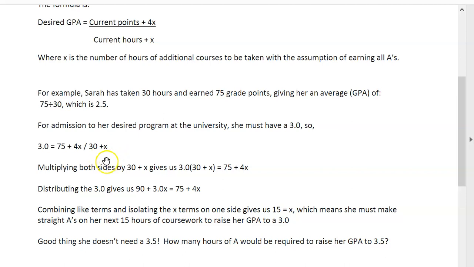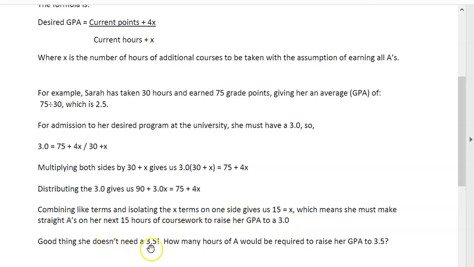All right, so we multiply both sides of this times 30 plus x. Hopefully you know how to do this algebra. Gives us 3 times (30 plus x) equals 75 plus 4x. We distribute the 3, and that'll give us 90 plus 3x equals 75 plus 4x. And then we combine the like terms and isolate the x terms to give us 15 equals x. And that means Sarah here has to make straight A's on her next 15 hours of coursework to get her GPA up to a 3.0.